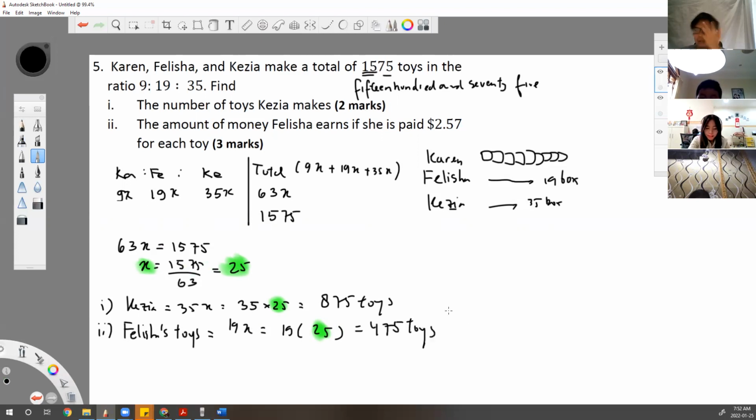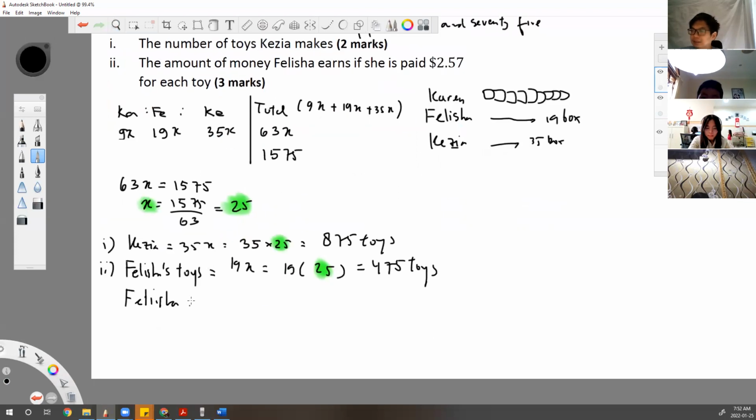And not about the toys, but the money. So Felicia's earnings equal 475 toys times $2.57. So the answer would be, okay, she's rich. Just by making toys, she can make $1,220.